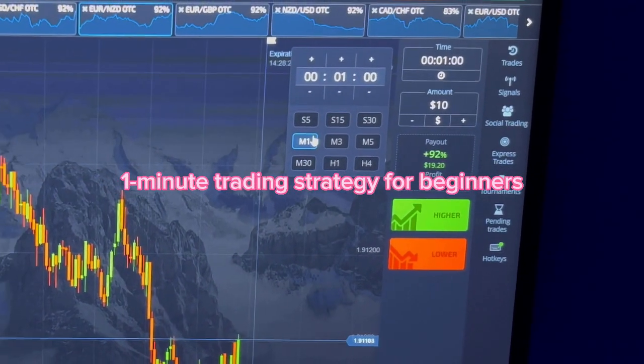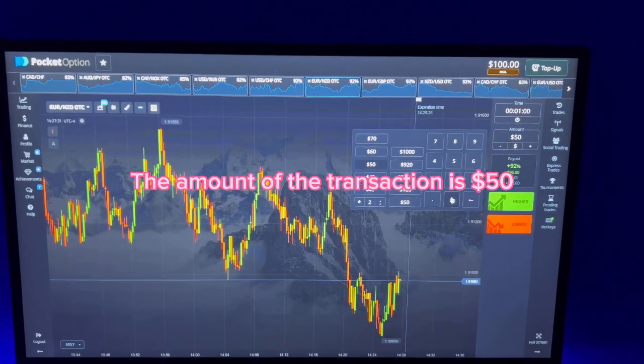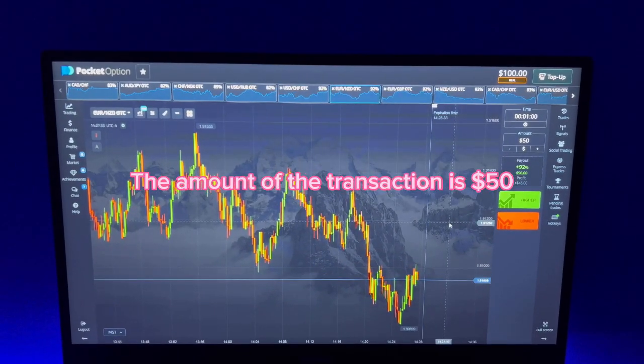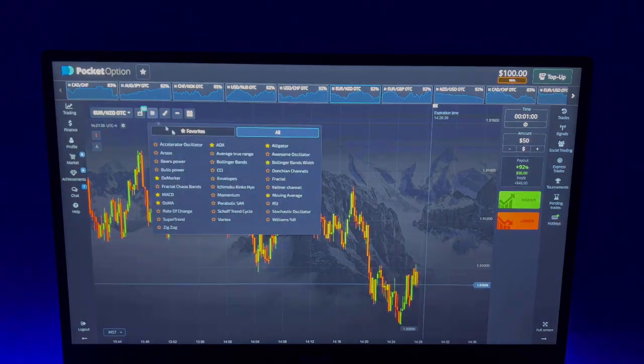Today we have a strategy for 1 minute and set the expiration time to 1 minute. We set the transaction amount to $50. Today we will open the first 2 trades at $50, the remaining trades for the entire amount.